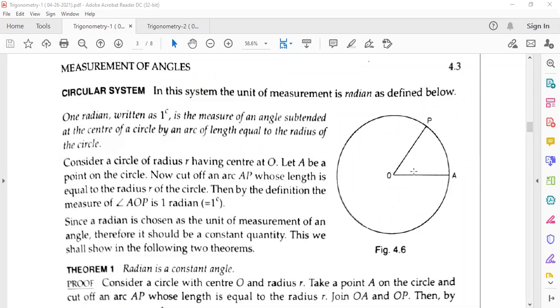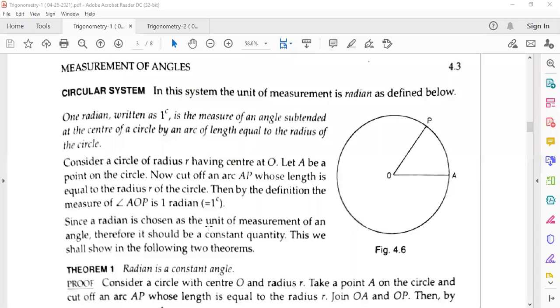Is it understood? If arc length and radius are both equal, then the ratio of arc length and radius is called 1 radian. That means arc PA by radius OA, that is 1 radian, that is AOP. AOP is equal to 1 radian, and it is written as 1C. C is the symbol of radian, and in the case of radian, if you do not write anything, that is also okay.